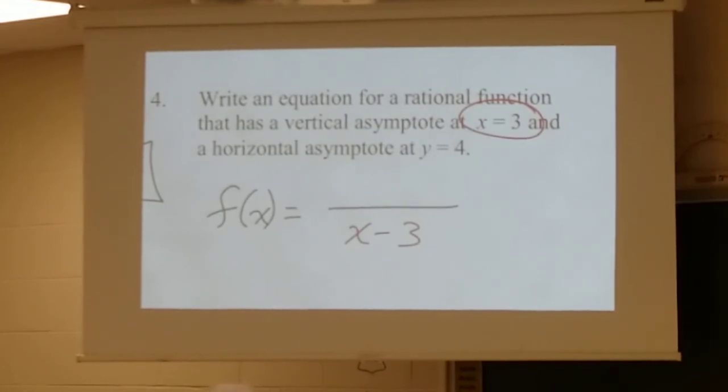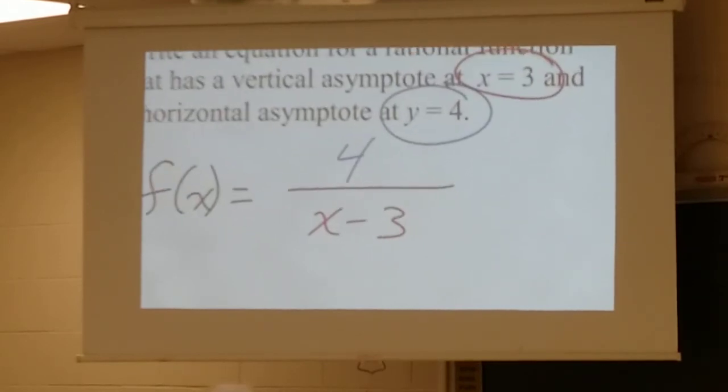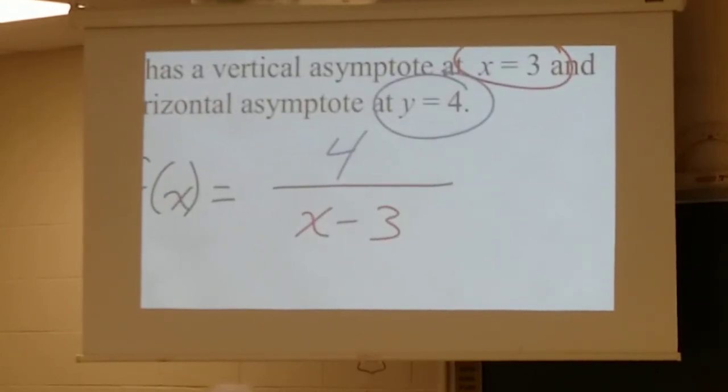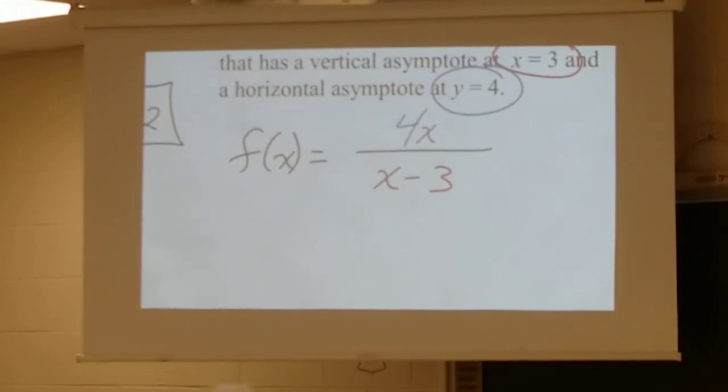Now, if you like the number 4, maybe you'll put that in the numerator. Problem is that that's not going to totally get the job done. I'd have to write it as 4x. That way I have my degrees equal. Now, if you don't like 4x, maybe you want to go another route.